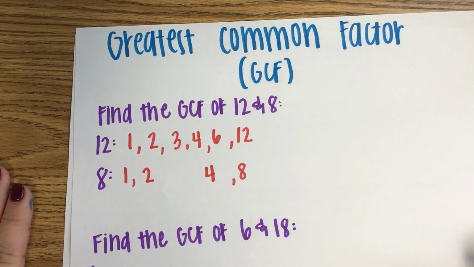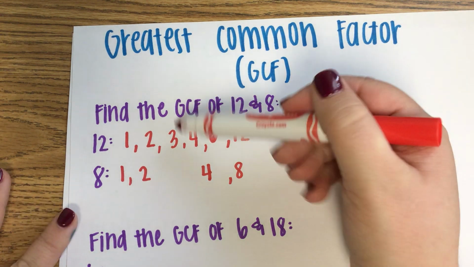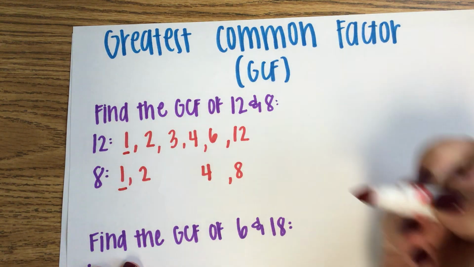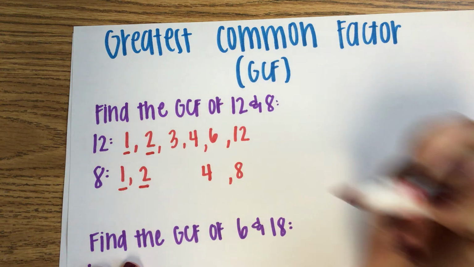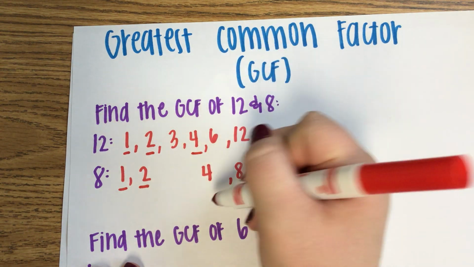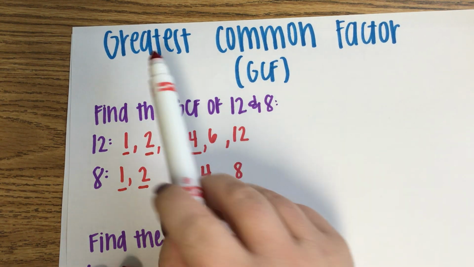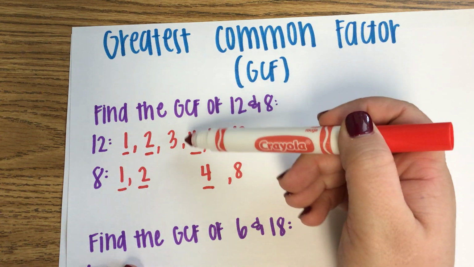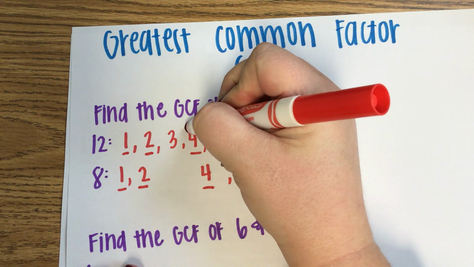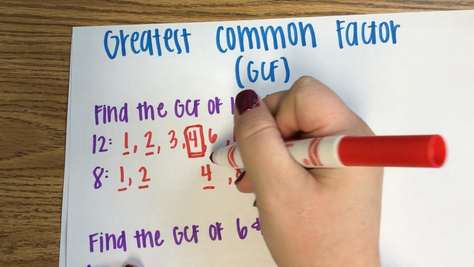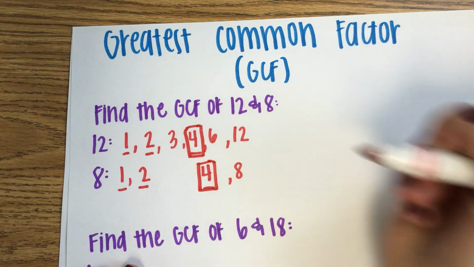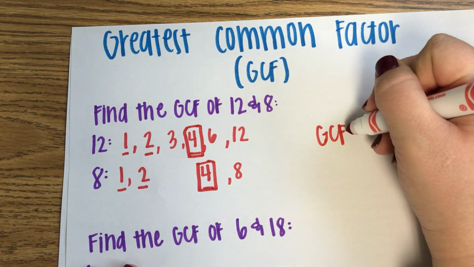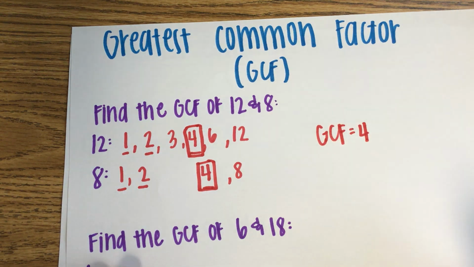So now I need to look for what these numbers have in common. They both have 1 in common, they both have 2 in common, and they both have 4 in common. Since I'm looking for the greatest common factor, I'm looking for the greatest number. In this case, the greatest number that both of them have in common is going to be 4. So my GCF equals 4.